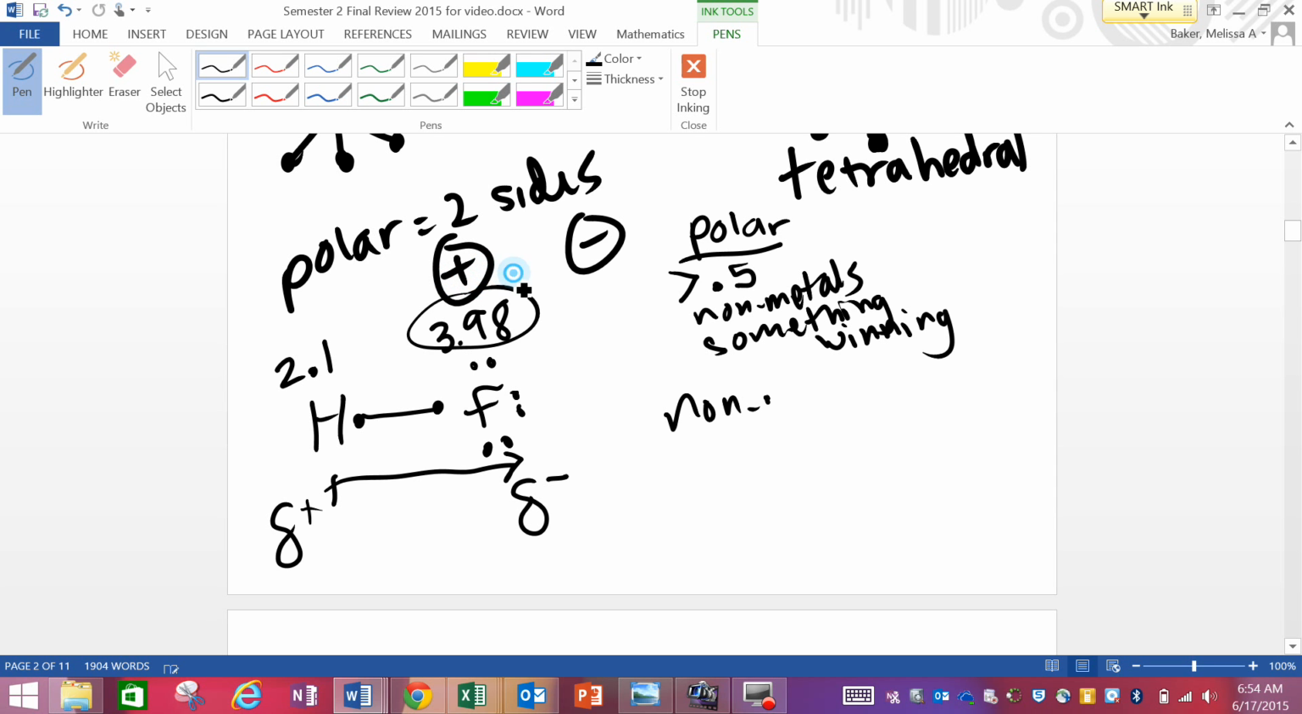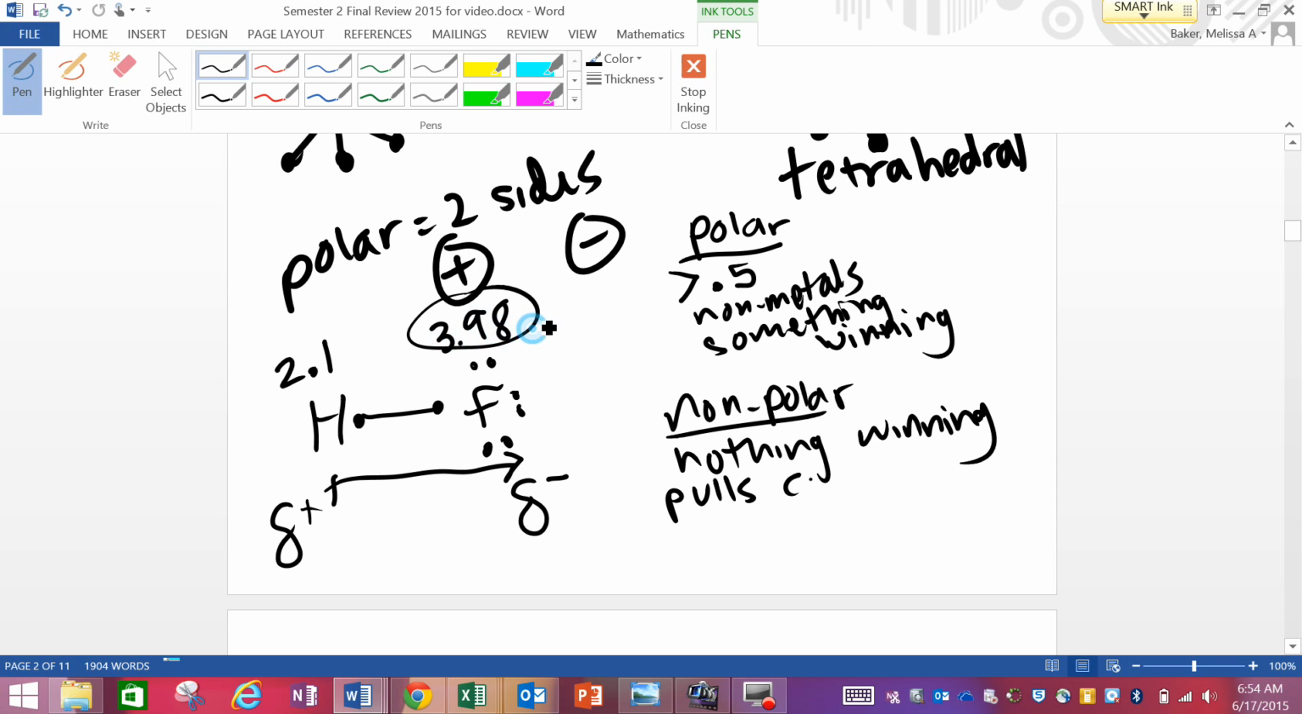Things that are nonpolar, nothing is winning. So that can mean a couple of different things. It can mean that poles cancel out, or it can mean that it's a tie. You've got two of the same atom. So for example, F2 would be nonpolar because nothing is winning here. They both have an electronegativity of 3.98.